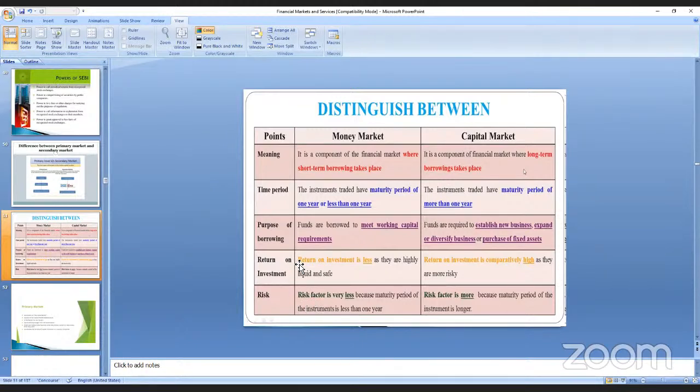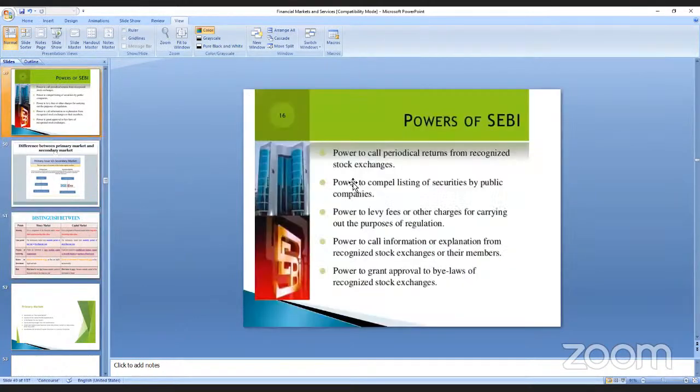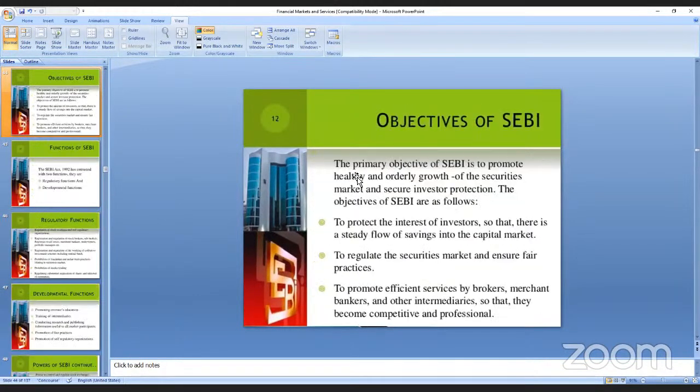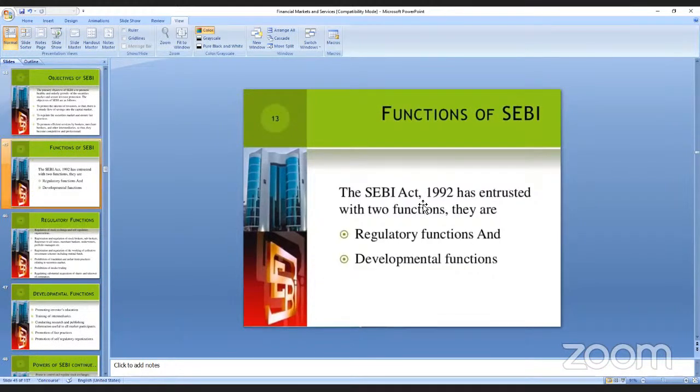Any more doubts? Powers of SEBI, then its objectives, and these are the functions of SEBI. So with this, we have completed our portion. Anything else you want to ask me?